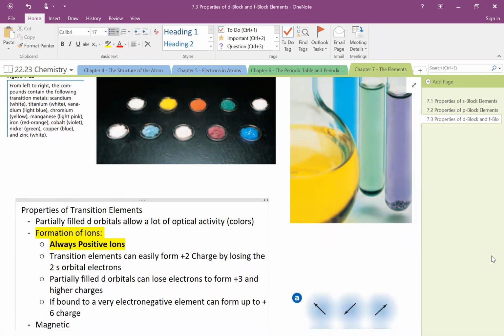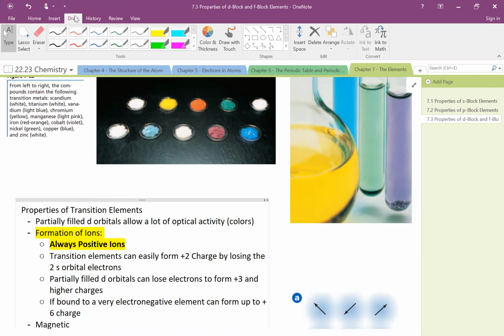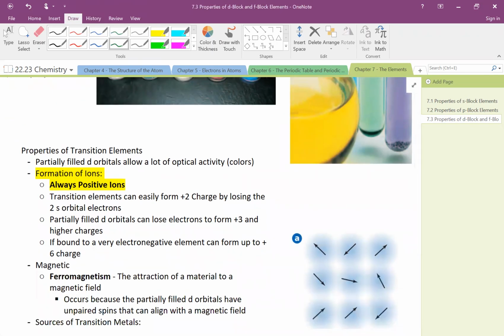And something that you should note: at the end of this video, I'm going to talk about how to predict the charges of any group, except for our transition elements. So let's make a note.